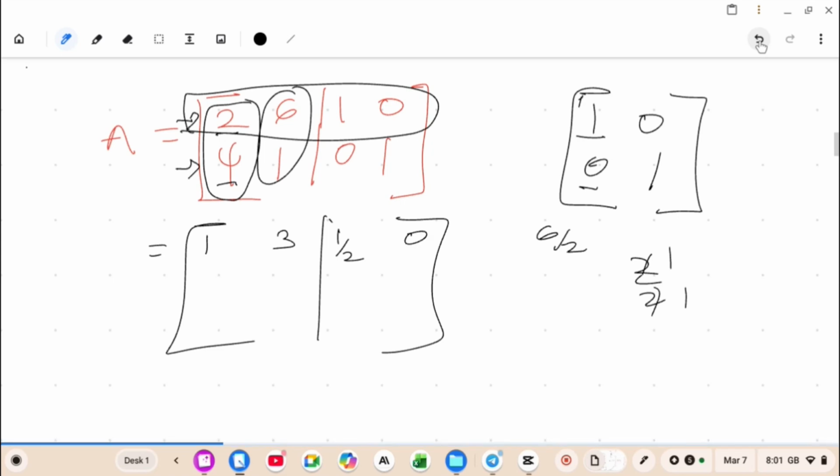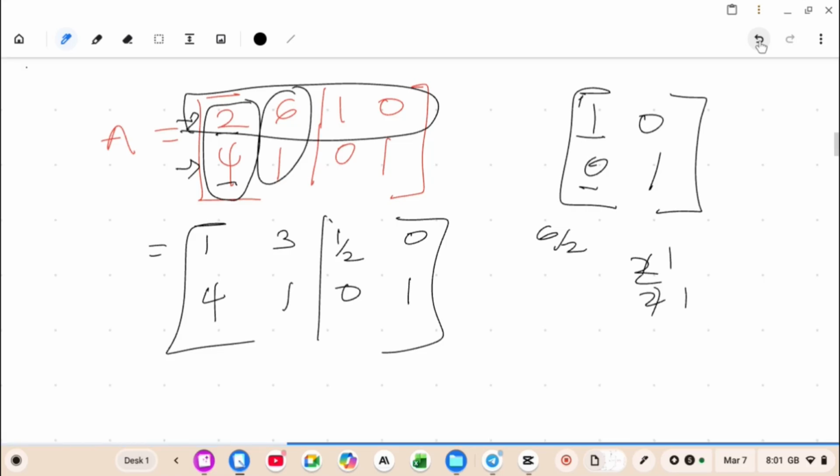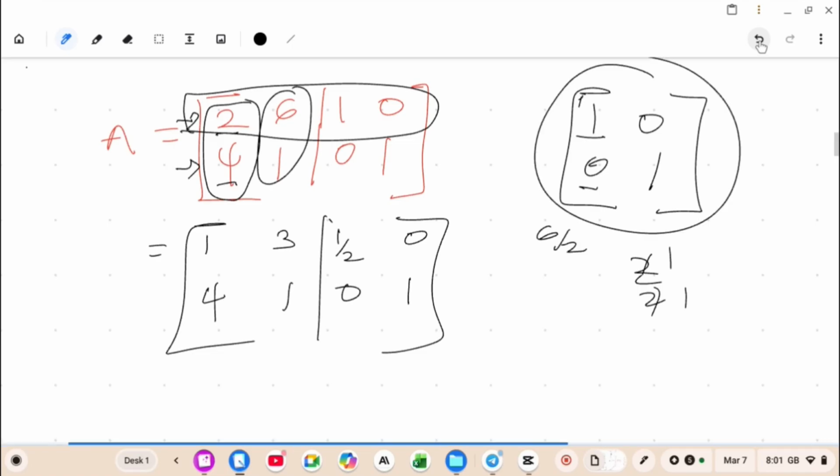Row 2 was not touched. So we have our 4 here, we have our 1, 0, and 1. The only change that we made was to divide row 1 by 2, because we want to turn the element of A into an identity element. So now we have 1 here, we are done with this place. Our next target is to change this 4 to 0.